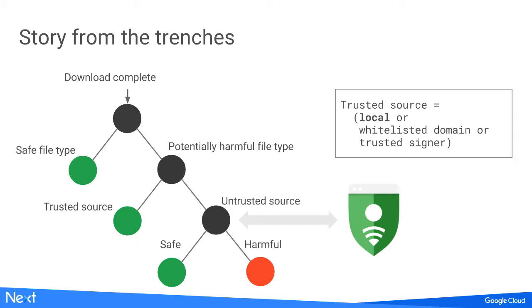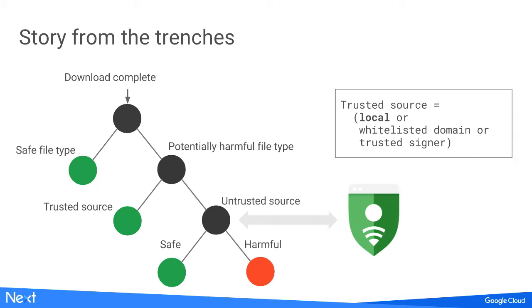And if it comes from a trusted source, that's fine. Great. Okay, we know that source, we can trust it, we can download the file and provide it to the user. If it's an untrusted source, we're still not completely confident that there's going to be a problem here. At that point, we want to pull in Safe Browsing, send the content to Safe Browsing, and have it decide for us as to whether the content is malicious. At that point, we can make a decision as whether it's safe or whether it's harmful. Okay? In this case, a trusted source, it's important to note, could be either local, somewhere on your file system, or it could be a whitelisted domain or a trusted signer.